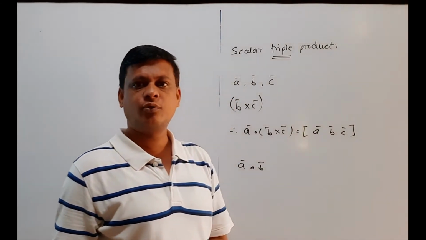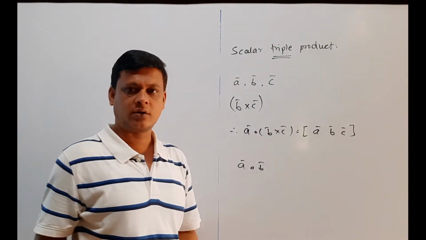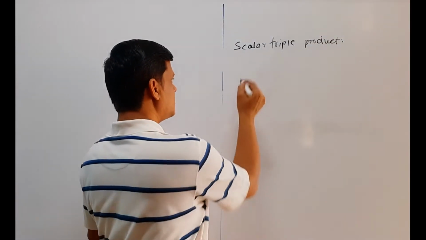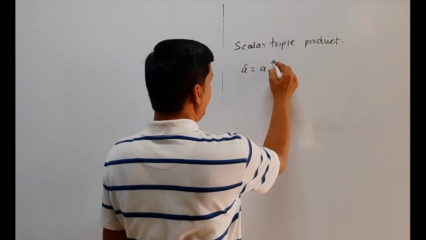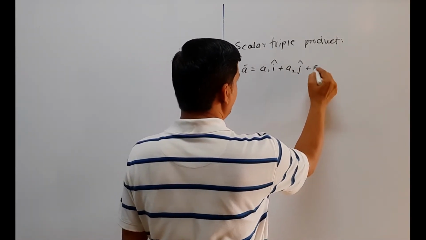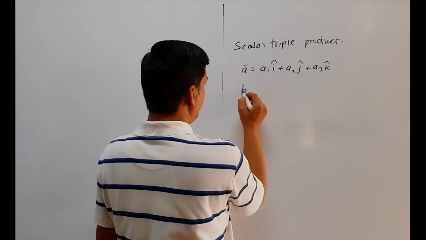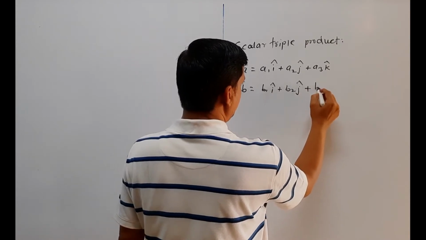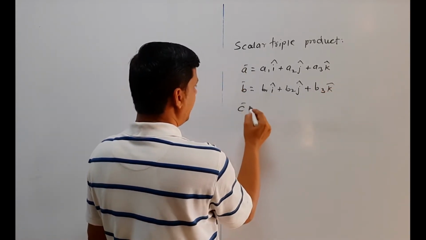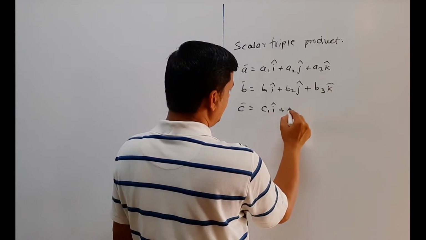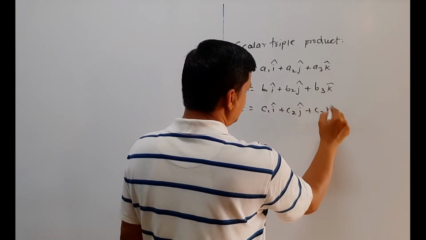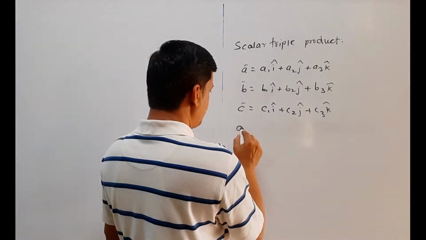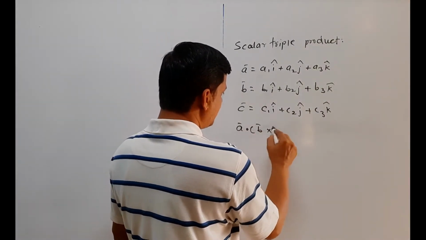Now we discuss the property for scalar triple product. Now we see how to calculate scalar triple product. Suppose vector a is a1i plus a2j plus a3k, vector b equals b1i plus b2j plus b3k, and vector c is equal to c1i plus c2j plus c3k. So we have to find the scalar triple product. That means we have to find a bar dot b bar cross c bar.